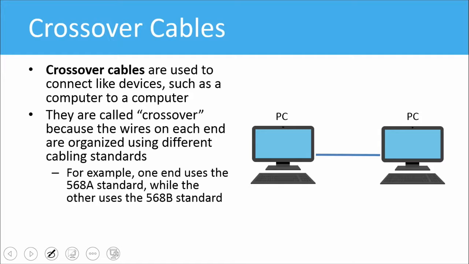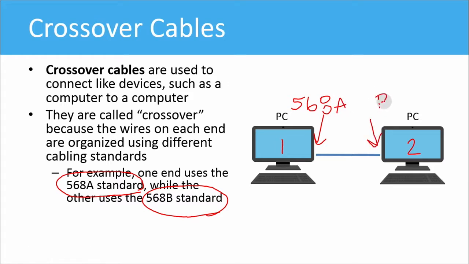In contrast, a crossover cable is called a crossover because if you start one end with the 568A standard, it crosses over on the other end to the 568B standard. So let's say that this is PC1 here, and we have PC2. Let's say that this Ethernet cable is terminated with the 568A standard, and then PC2 is connected and is terminated with the B standard. Okay, we would use crossover cables to connect two like devices, like a computer to a computer.